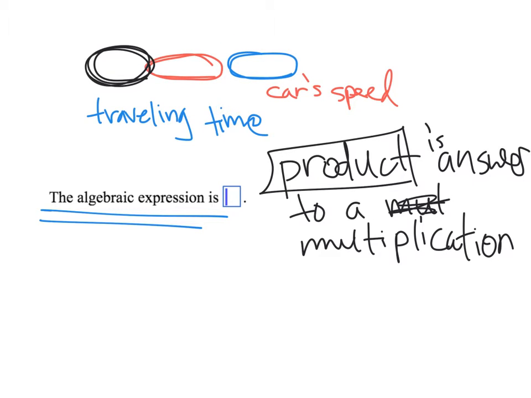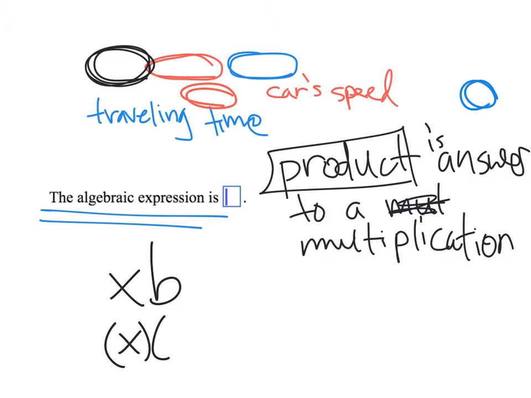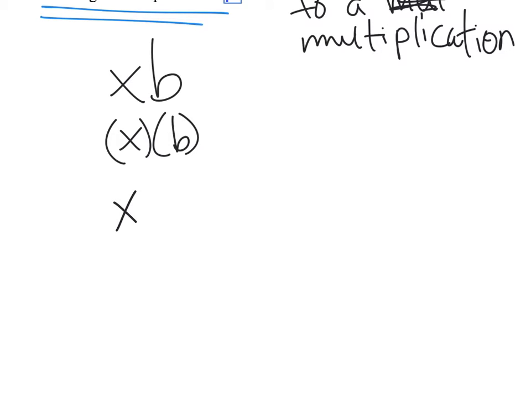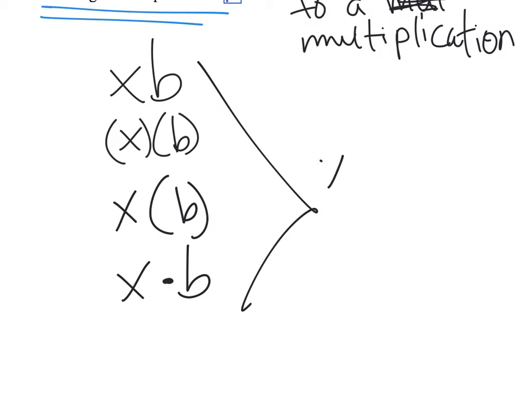And we know that x is the car's speed, and we know that b is the traveling time. So the product of x and b is going to be written like this, xb. Now we could have written parentheses around those. We could have done just x and then a parenthesis. We could have used a dot. All of these mean x times b.